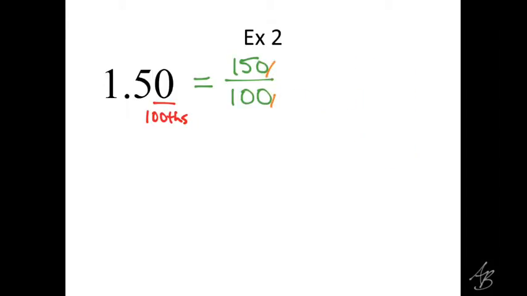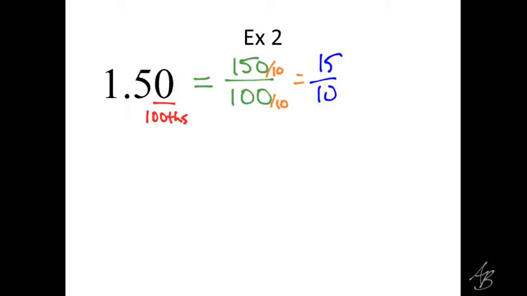So since both of these numbers end in 0, what are they both divisible by? 5. Well, they're both divisible by 5, but every number that ends in 0 is divisible by 5 and also 10, right? So we could have reduced by 10 right off the bat and gotten 15 over 10, and that would have saved us an extra step. Then we would still have to reduce by 5.